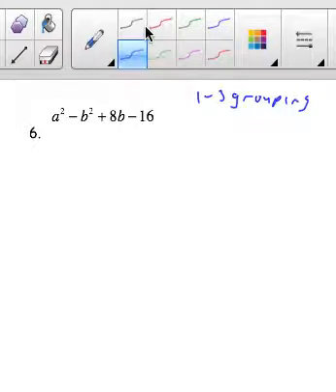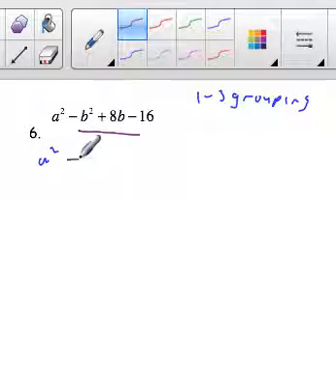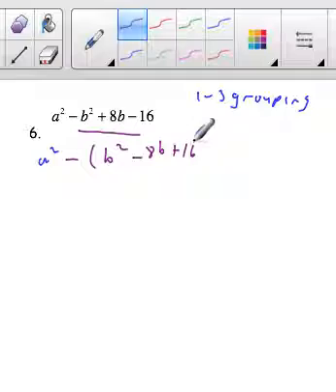So we're going to group the last 3 terms together. And when I group that, I'm going to factor out a negative 1. So it's going to become a squared minus, I factor out the negative 1, I have b squared minus 8b plus 16. You can check if you factor that correctly by distributing negative 1 to each of these terms.